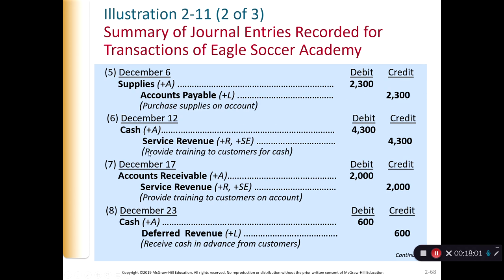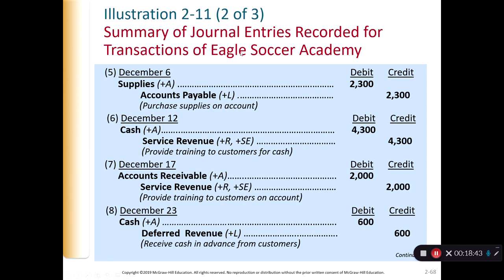And on December 12th, the academy provided training to a customer for cash, which means we increase our cash balance by $4,300. At the same time, we earned $4,300 by providing the services. Revenue is a credit side account, so when it's increasing, we credit the $4,300. On December 17th, we provided training to a customer who hasn't paid us yet. Hence we have an account receivable, which is an asset account increasing. We debit $2,000, and we have revenue increasing as well, and that's why we credit $2,000.